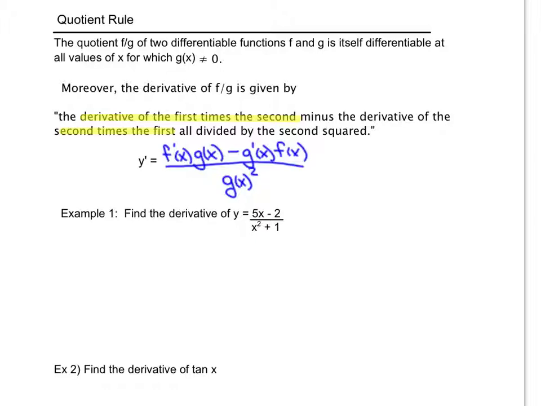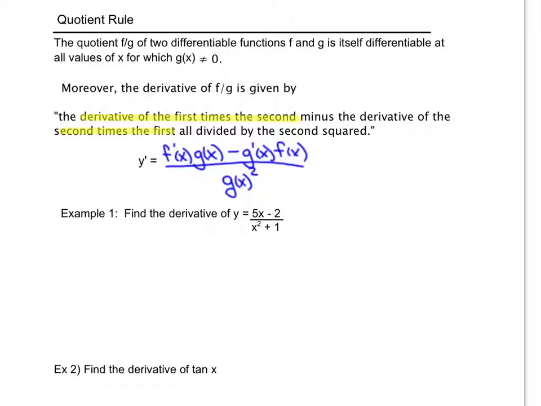quotient is also differentiable. And the way we're going to find the derivative of their quotient is by using this formula here, which is the derivative of the first times the second minus the derivative of the second times the first, all over the second squared.